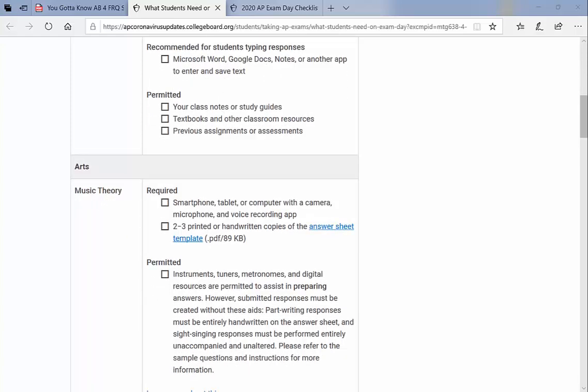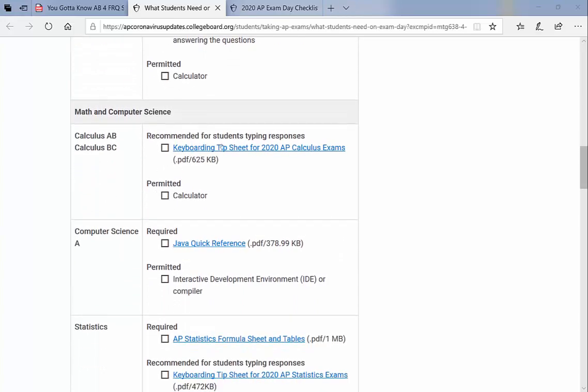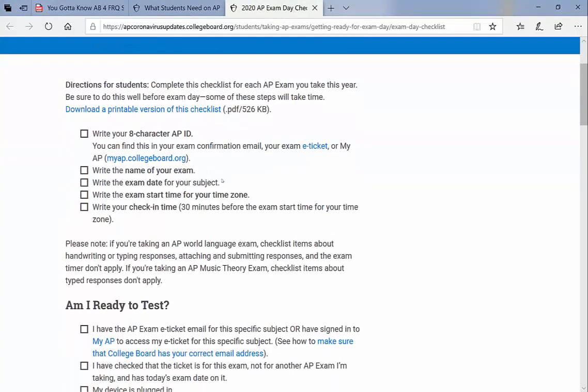We're also allowed to have class notes, right? The cheat sheet we've made, textbooks, and notebooks, probably a little bit overkill there. And then we're not in art, but down here for calculus, if you're trying to type, they have this and you're allowed to have a calculator. But otherwise, we don't really need that.